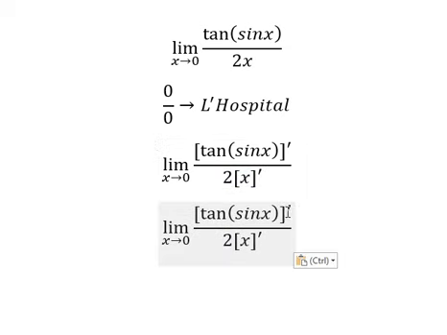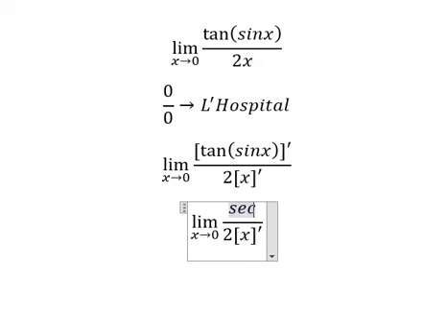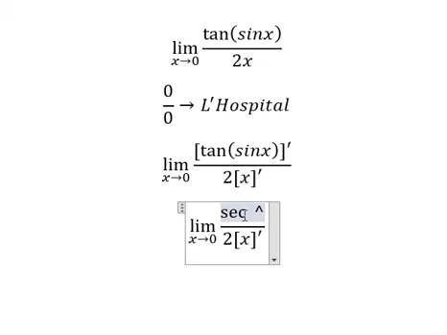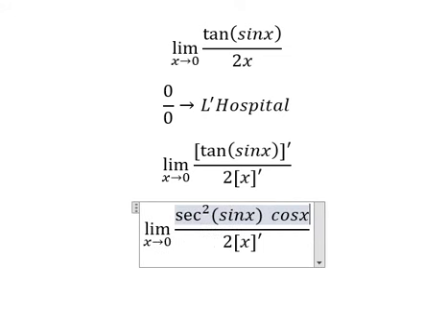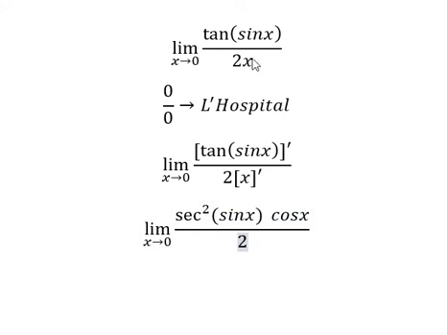So if we take the first derivative of this one, we have secant of sine s squared, multiplied by cosine s. This one we have the number 1. So we put the number 0 here and here. So we have 1 over 2.